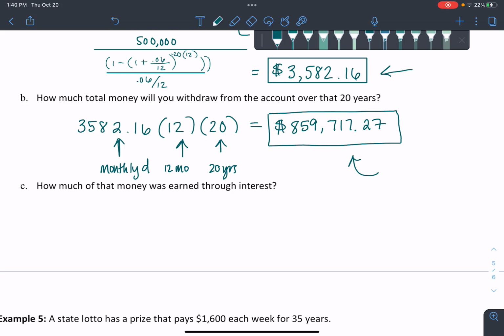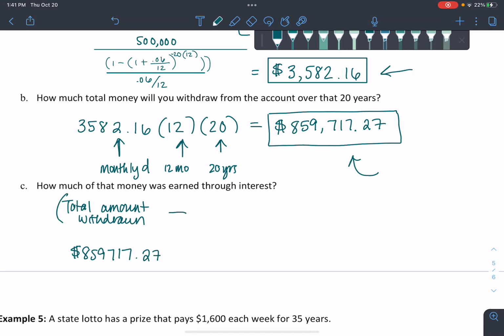Well, to figure that out, we want to take the total amount withdrawn, which in this case is the 859, right? This is the amount that was taken out over 20 years. And we want to subtract from that the amount that was in there the day that we retired, right? And I'm actually going to rewrite that. Initial amount.